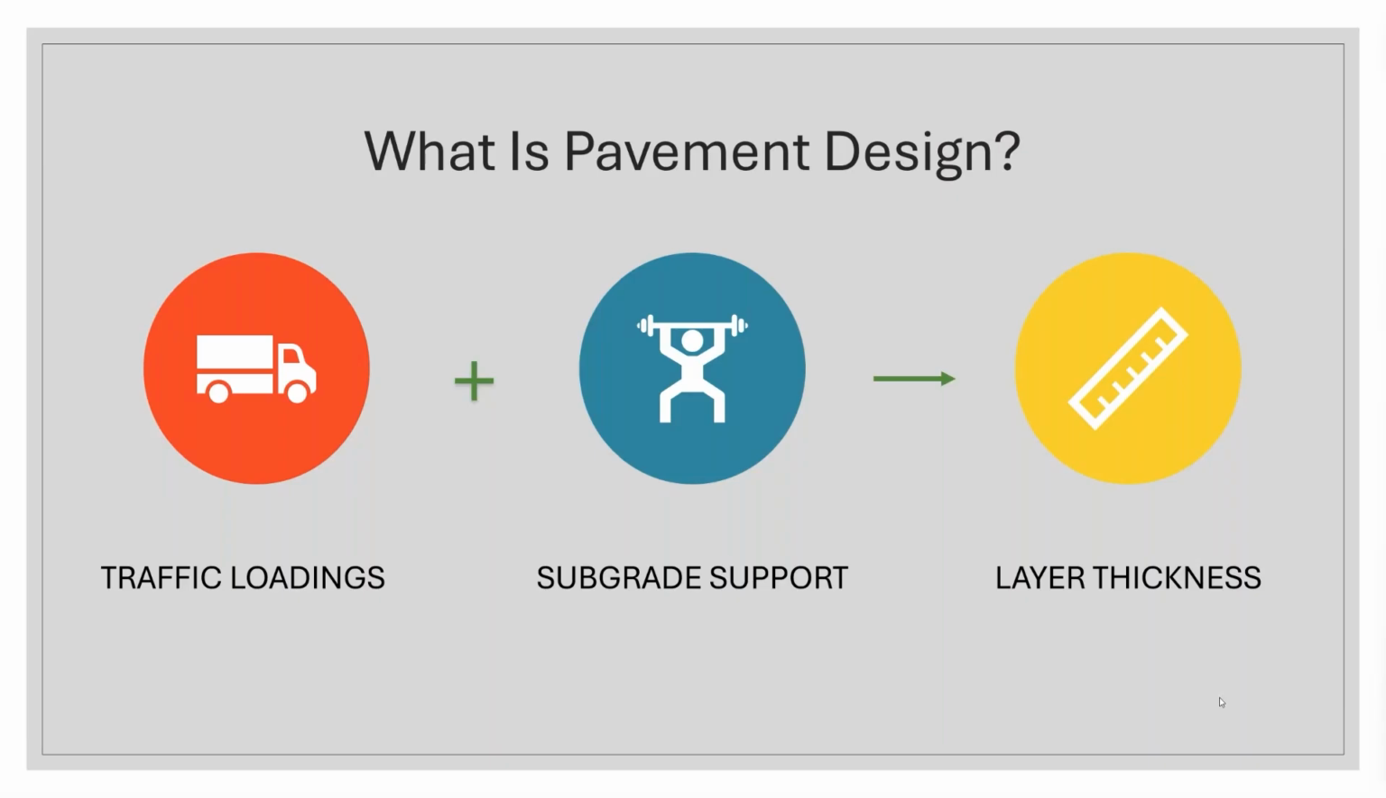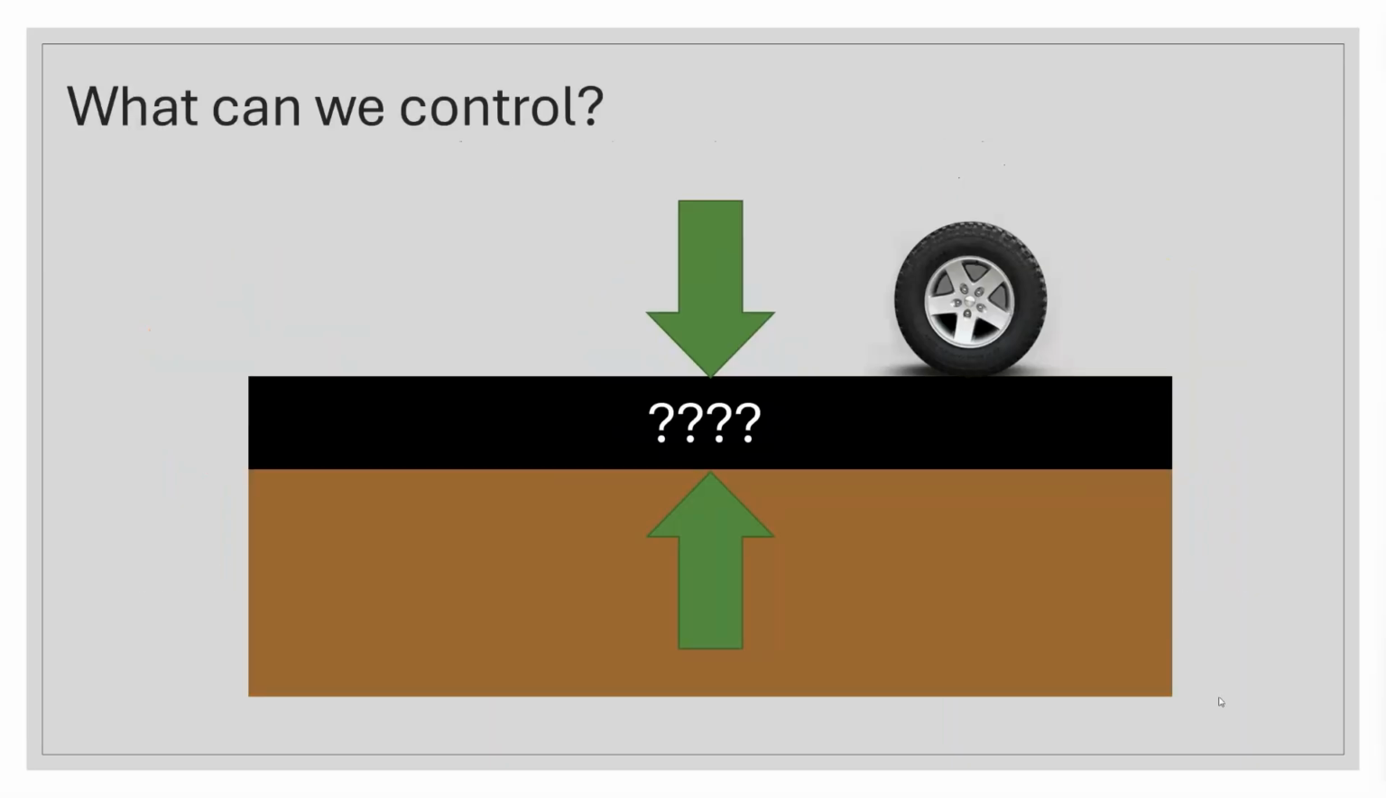We have subgrade material that's going to be native to the area, and we need to figure out how much support that is going to give our roadway. And so we're sandwiching that roadway between those two forces to figure out how thick that pavement needs to be to withstand those forces. So looking at it from the actual roadway perspective, we've got traffic on top, subgrade support on bottom, and we're trying to figure out how thick to make that layer.